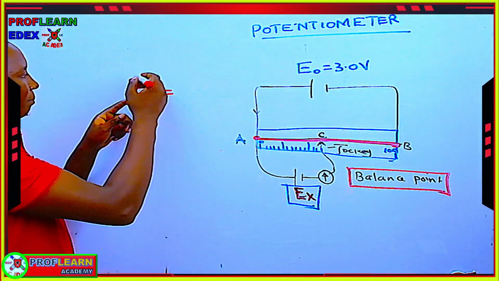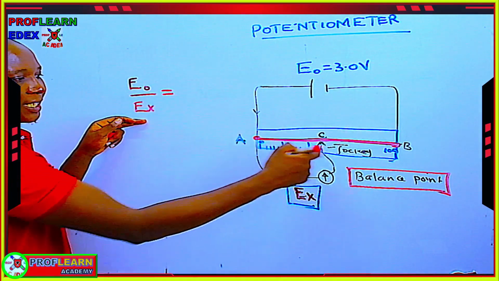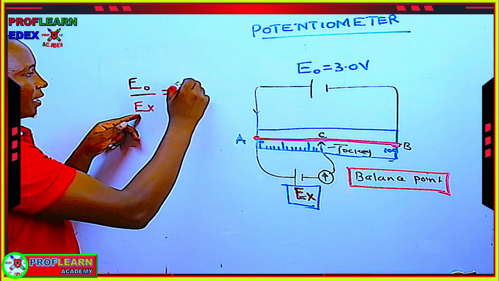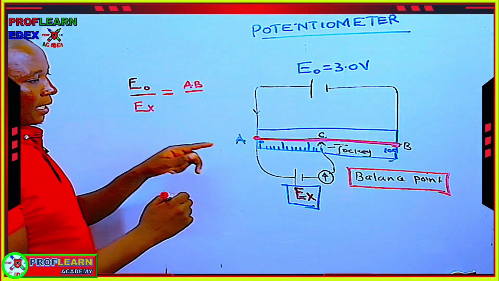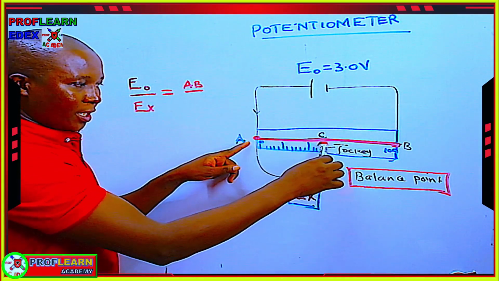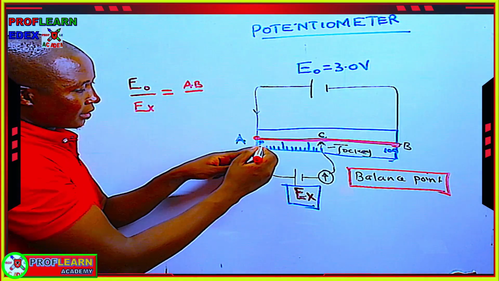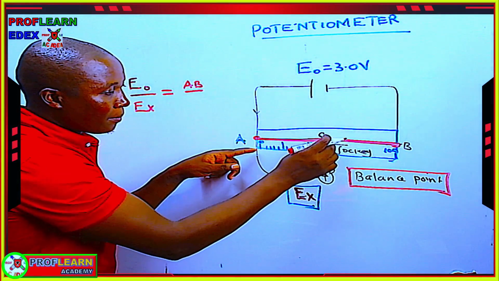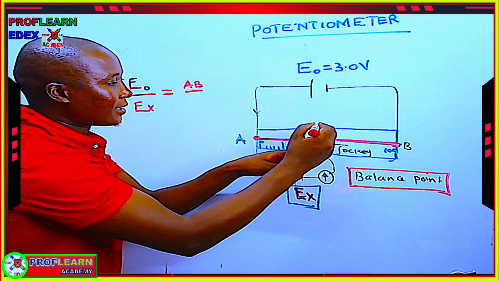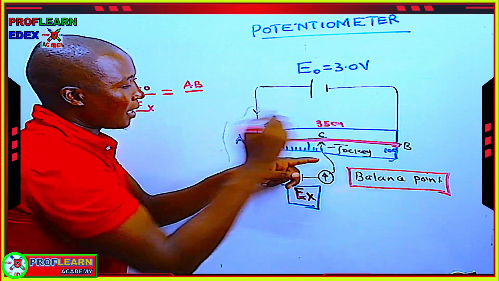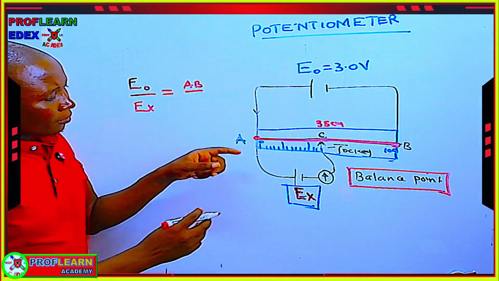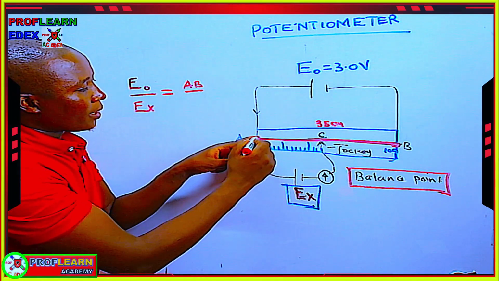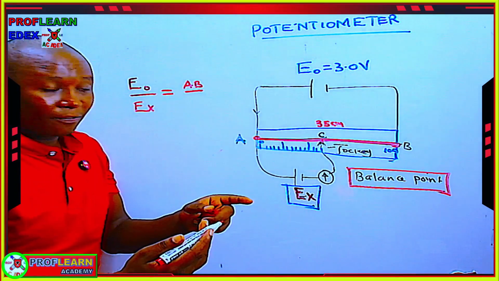Comparing E naught and EX, we're going to use the length here. So E naught over EX is equal to the length AB divided by the length from A to where you got the balance point. From here we have 0, and it's spread over the 100 centimeters. If you get the balance point at point C, let's say that is the 35 centimeter mark, it means that the PD across EX is equal to the PD across AC. That's why we have the balance point.